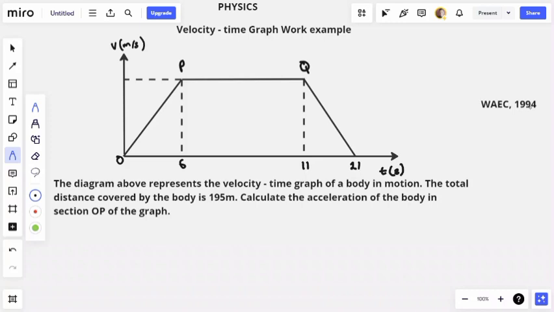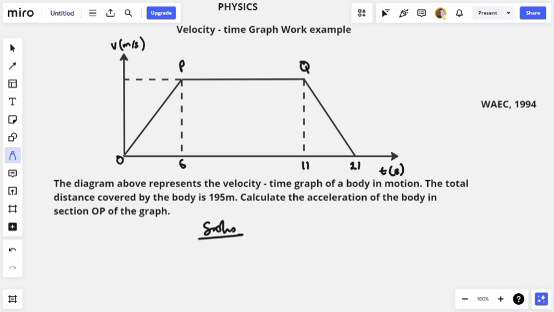Question 94, a velocity-time graph as our example. The question says, the diagram above represents the velocity-time graph of a body in motion. The total distance covered by the body is 195 meters. Calculate the acceleration of the body in section OP of the graph. So section OP, this is OP. They say we should calculate the acceleration at this section.